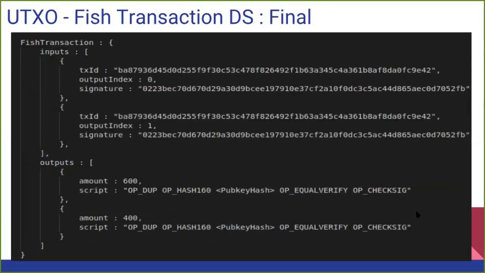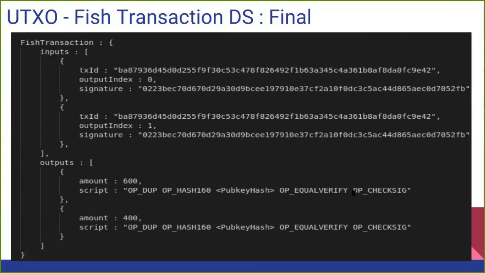So finally, let's see how our FIS transaction looks. We have input, we have output. In the input, we provided the previous transaction ID and the output index. And then Vijay has also given his signature. Similarly for the other 500 rupees also. And then for outputs, there could be two outputs, one for Akka and another for Vijay. Each will have two properties. One property is the amount it is trying to send, and the other property is the script, so that only Akka should be able to spend.